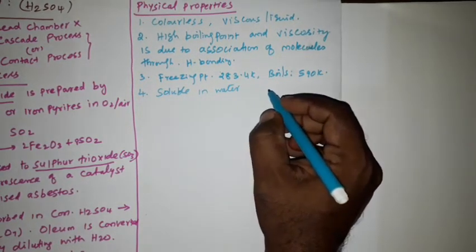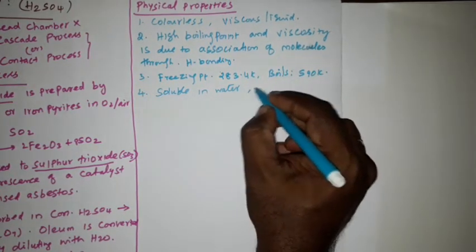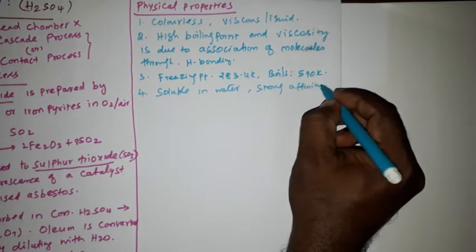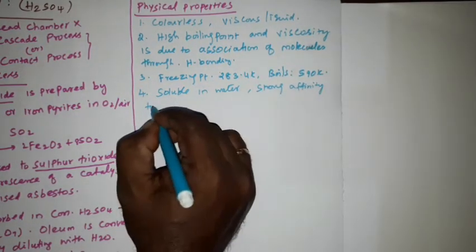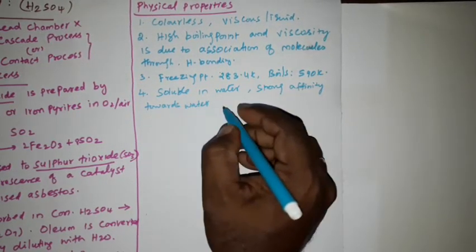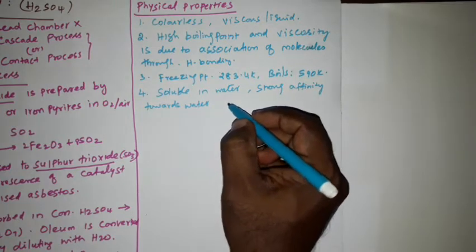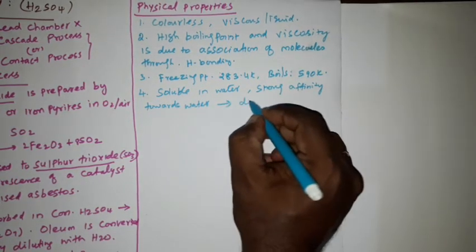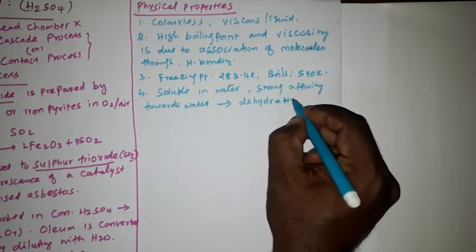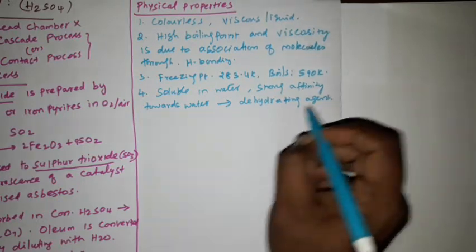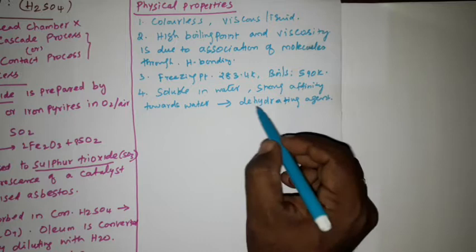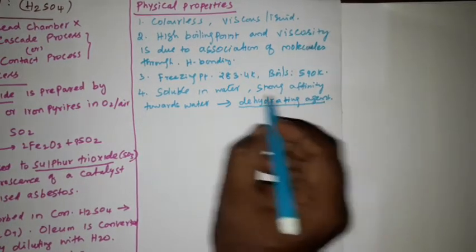and has strong affinity towards water. So strong affinity towards water. Okay, and hence it can be used as dehydrating agent. Okay, so due to the strong affinity towards water, we can use it as dehydrating agent. So this is a very important use for the sulfuric acid.